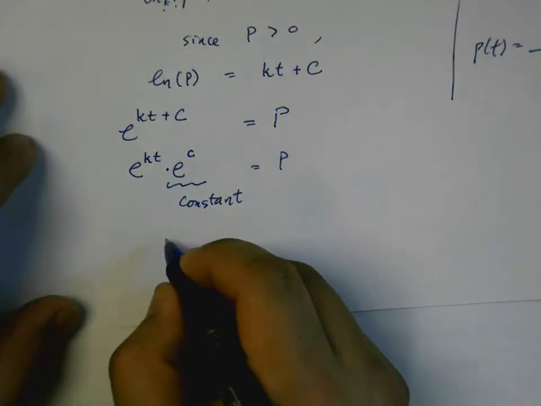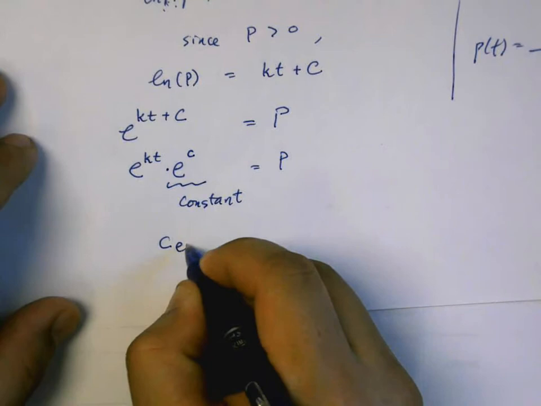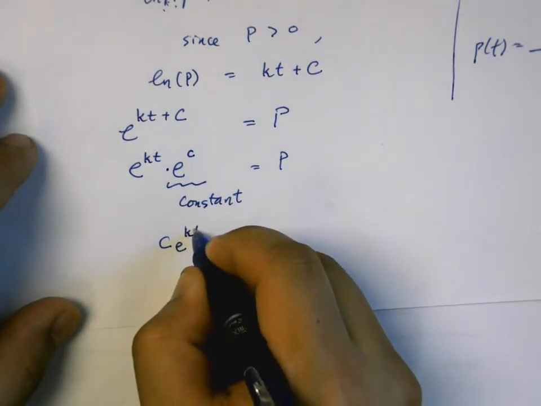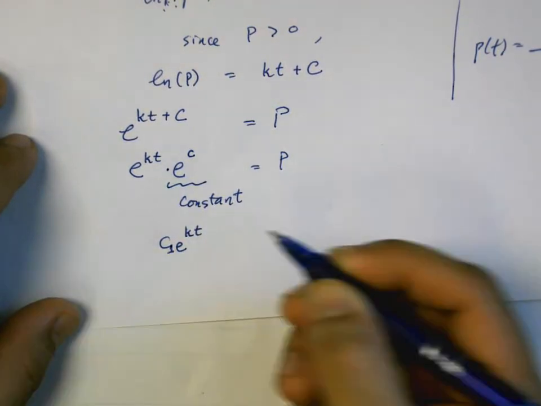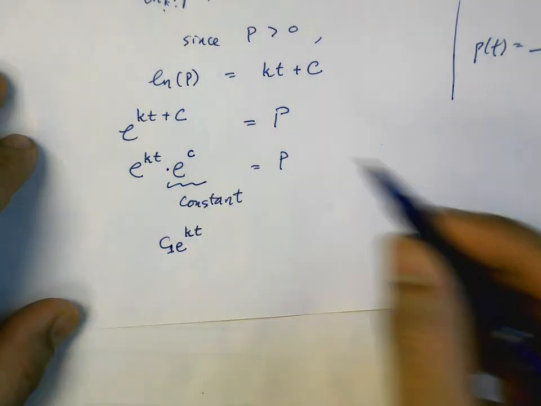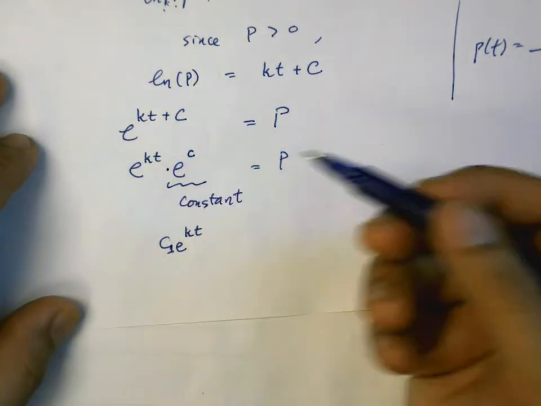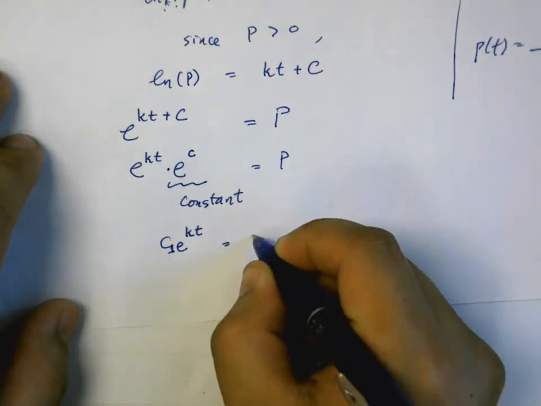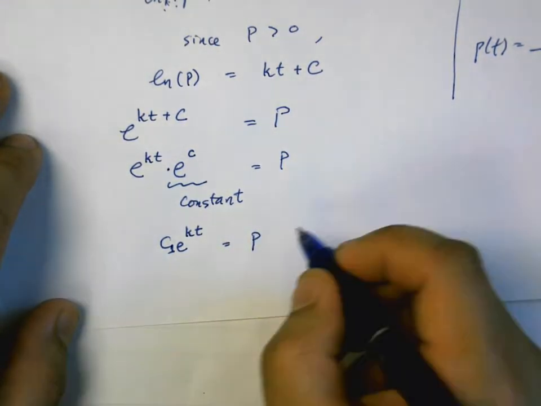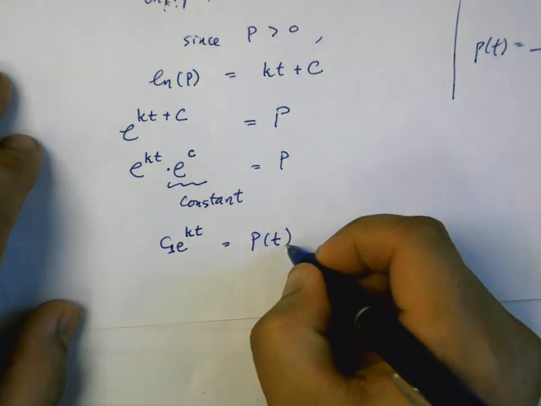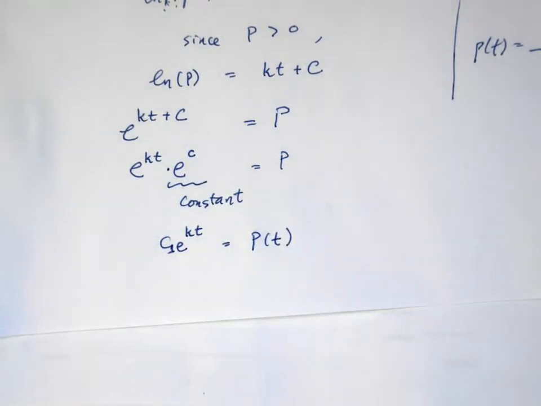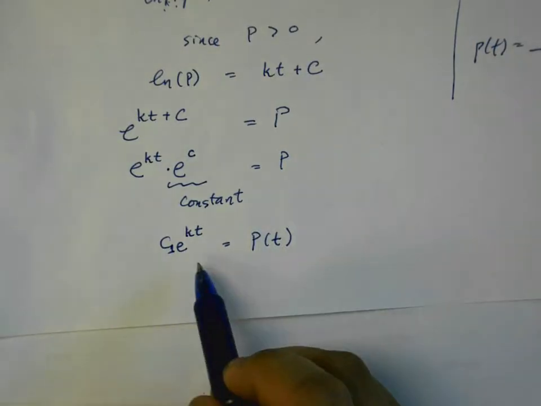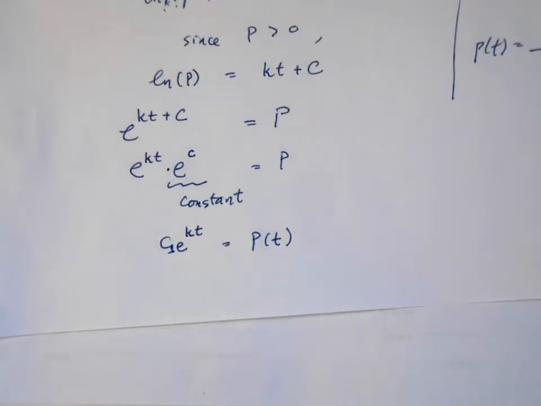So finally we can write this as c e to the kt. I would call this c1 here, just to differentiate it from c. It's not really a big deal, but it is a different constant, is equal to P, and we want to write this as a function. So this is P of t is equal to C times e to the kt.